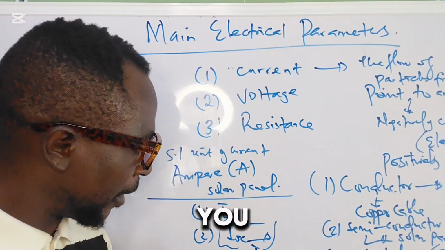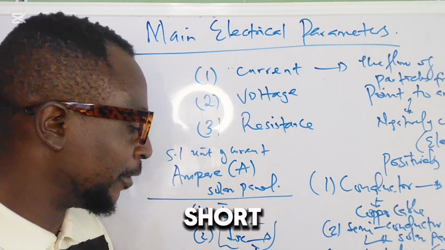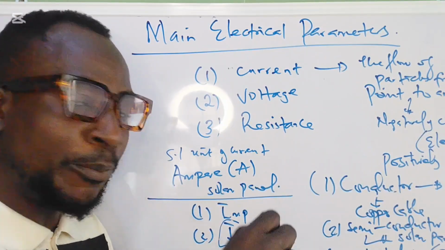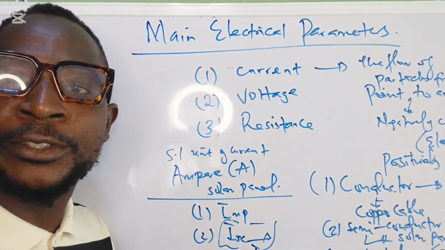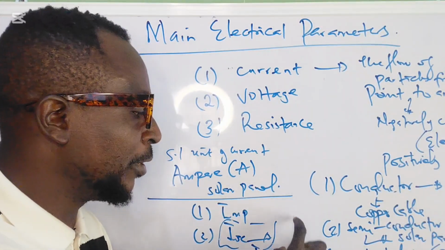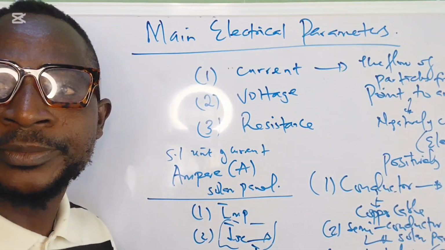So the reason why you have to design your cables with recourse to the short circuit current is that if mistakenly your positive cable and your negative cable touch each other, the current that will flow through the cable should be big enough to carry that current.